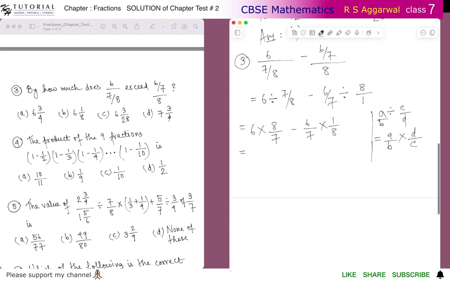Okay, so this becomes 48 by 7 and this becomes 6 by 56. Now you have to subtract these two fractions. These two are unlike fractions. First you have to convert them to like fractions so that they will have a common denominator, which should be the LCM of 7 and 56, which is 56. So I need to convert them to like fractions.